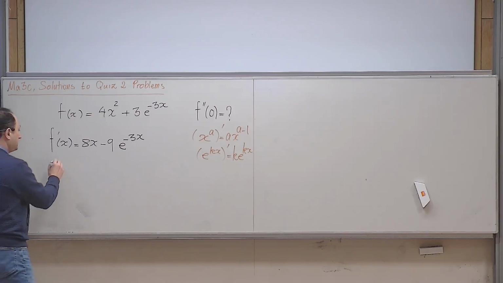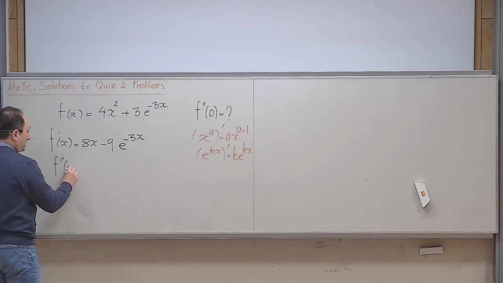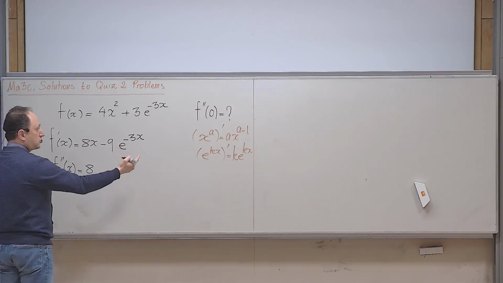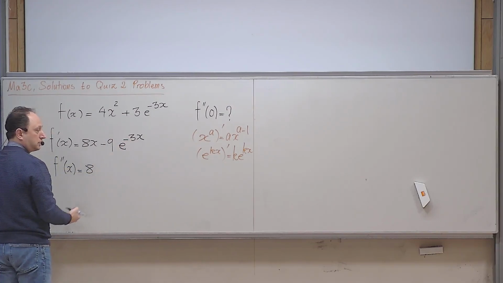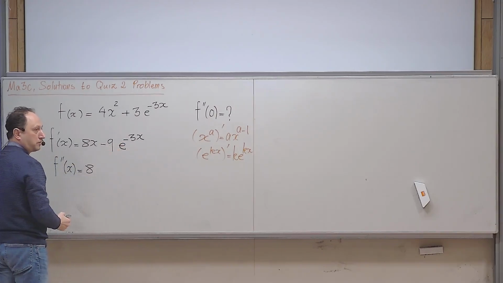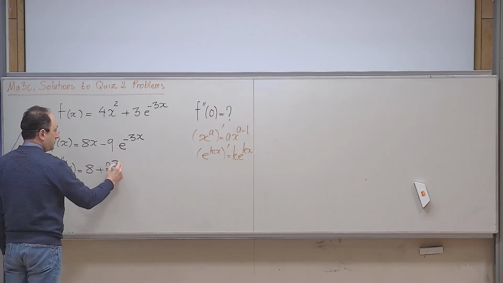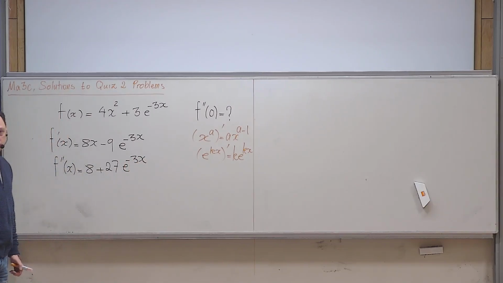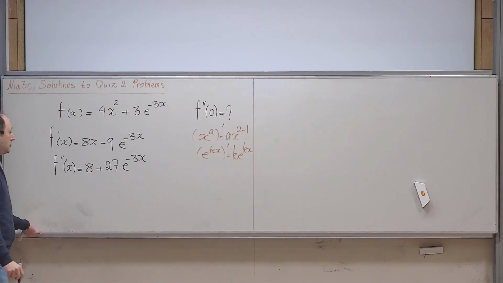The second derivative is what? The derivative of 8x is simply 8. And the same story, minus 3 goes down, multiplied by minus 9, it becomes plus 27, but the function repeats itself. This is my second derivative. Yes? Okay, and then what happens?